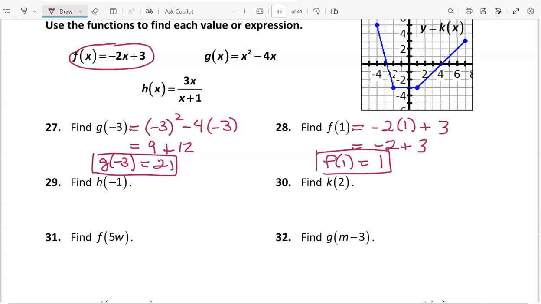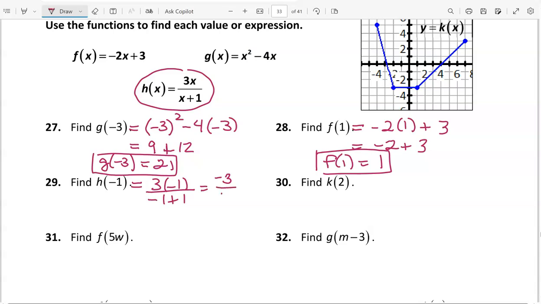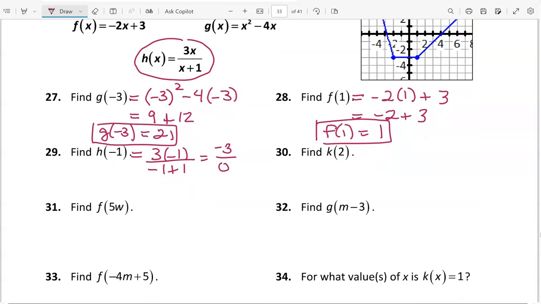For 29, we are using the definition for h. So h of x is 3 times x divided by x plus 1. So h of -1 is 3 times -1 divided by -1 plus 1. That's -3 divided by 0. And division by 0 is not defined, so h of -1 is undefined.